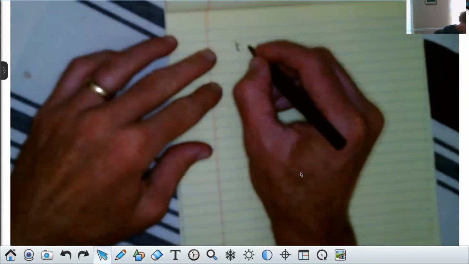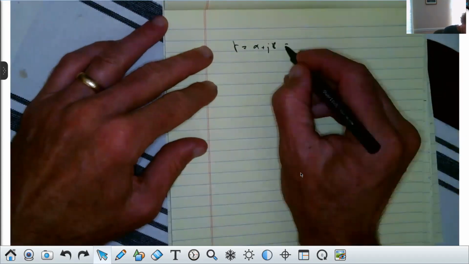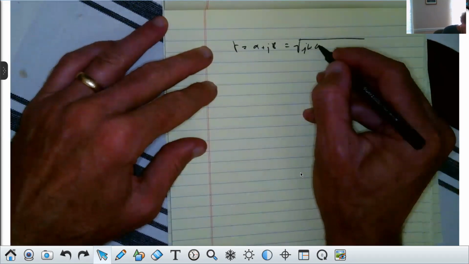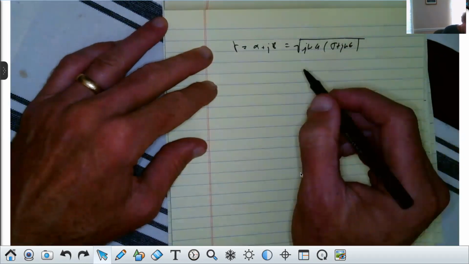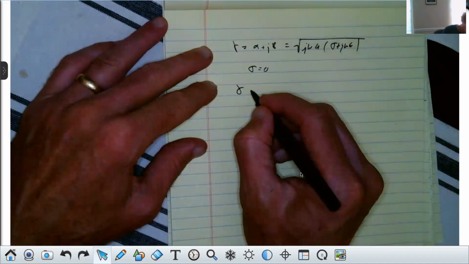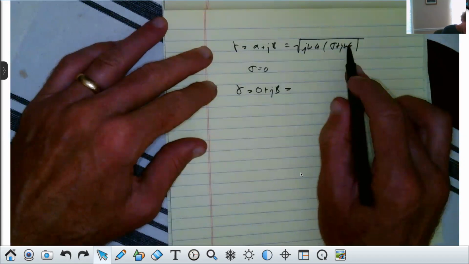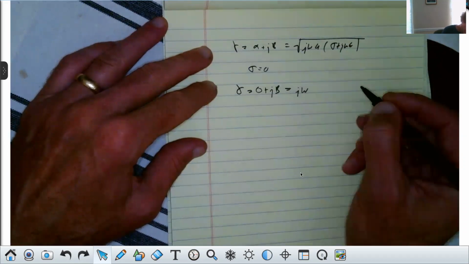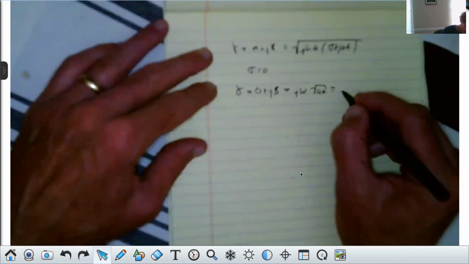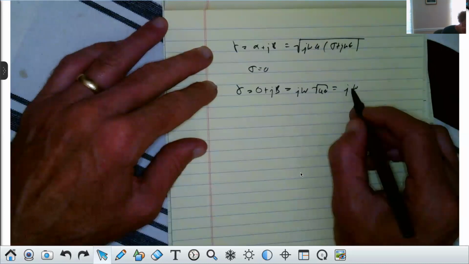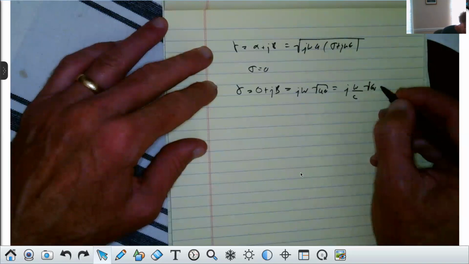Remember that gamma is alpha plus j beta. That's equal to the square root of j omega mu over sigma plus j omega epsilon. If it's lossless, sigma is 0, so gamma is equal to 0 plus j beta. With sigma 0, we have j omega times j omega, so we bring that outside, just j omega, then the square root of mu over epsilon. That's really j times omega, and the square root of mu over epsilon is c, times the square root of epsilon relative, mu relative here.